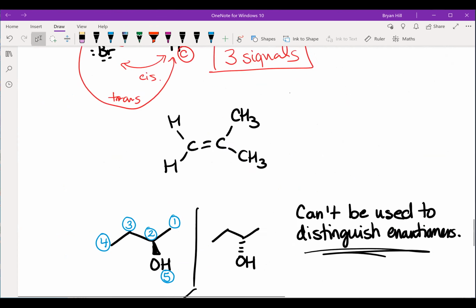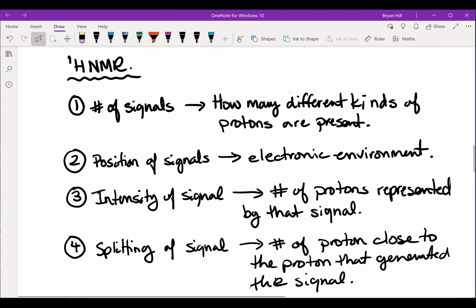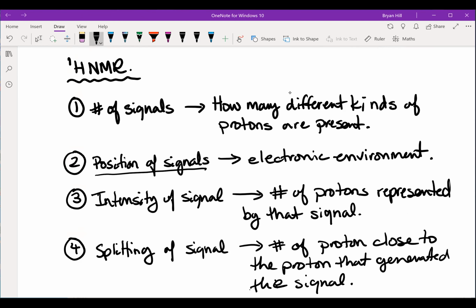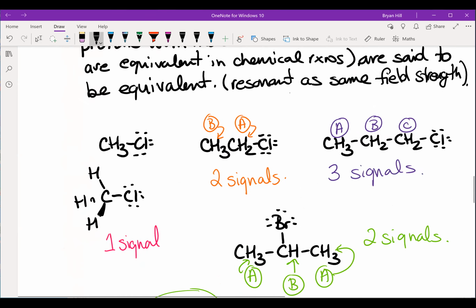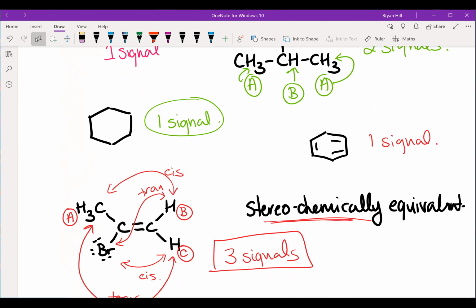Okay, then let's move on to the next part, the position of the signals. So this is going to tell us the electronic environment. I went on to Moodle and checked to make sure that the NMR correlation chart was there. It is there, and you should be able to pick it up and look at it. Maybe I can. I don't have it handy.